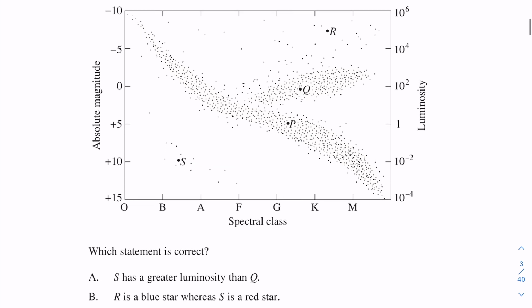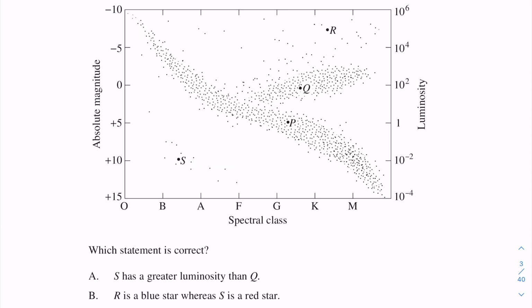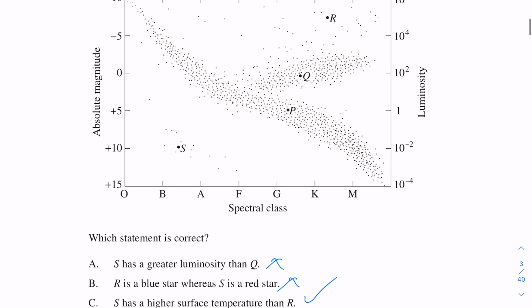R is a blue star, whereas S is a red star. No, S is a white dwarf, and R is a supergiant. So R could definitely be blue, but S is most definitely not a red star. It'd be a white star. S has a higher surface temperature than R. This could definitely be correct, yes. Let's just check on D because we know these two are wrong, and if D is wrong, then we can do it by elimination.